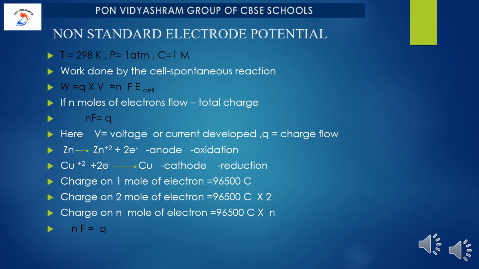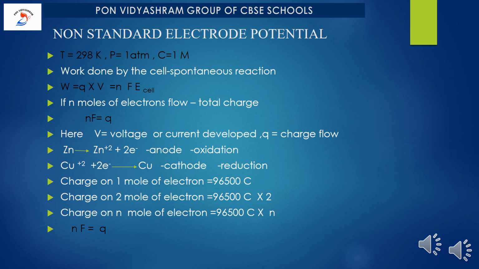I hope you remember, if it is a standard condition, temperature should be 298 Kelvin, pressure should be 1 atmosphere and concentration should be maintained as 1 molar solution. If it is a non-standard condition, all the conditions may not be applicable, or any one or two conditions may not be applicable. Now, we will talk about how to calculate potential for the non-standard electrode.